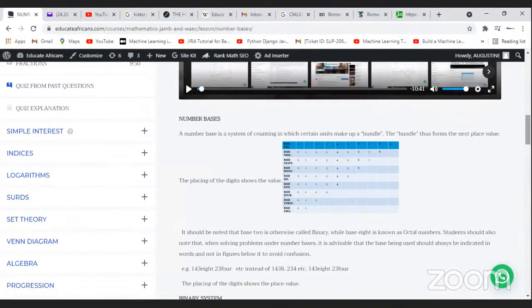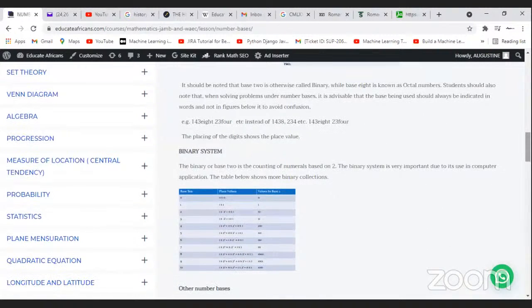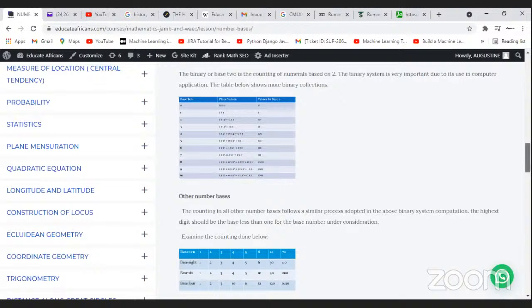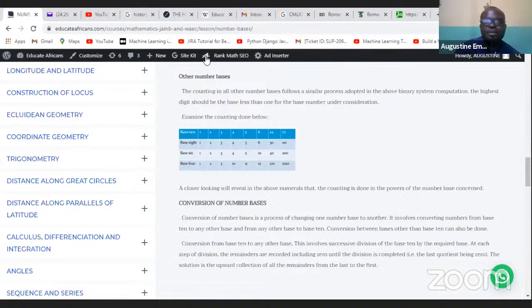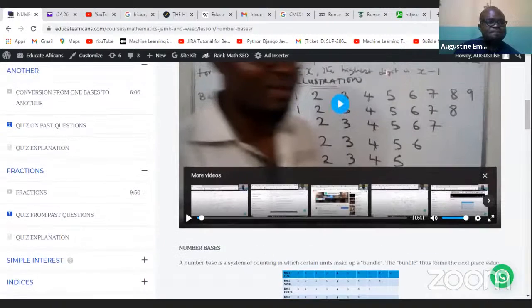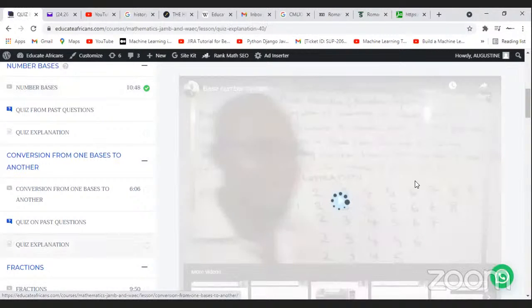Then number 2 is, I want you to show how to convert from base 10 to other bases, and also from other bases to base 10. I'm going to give you an example of what I mean. So I'll give you an assignment.